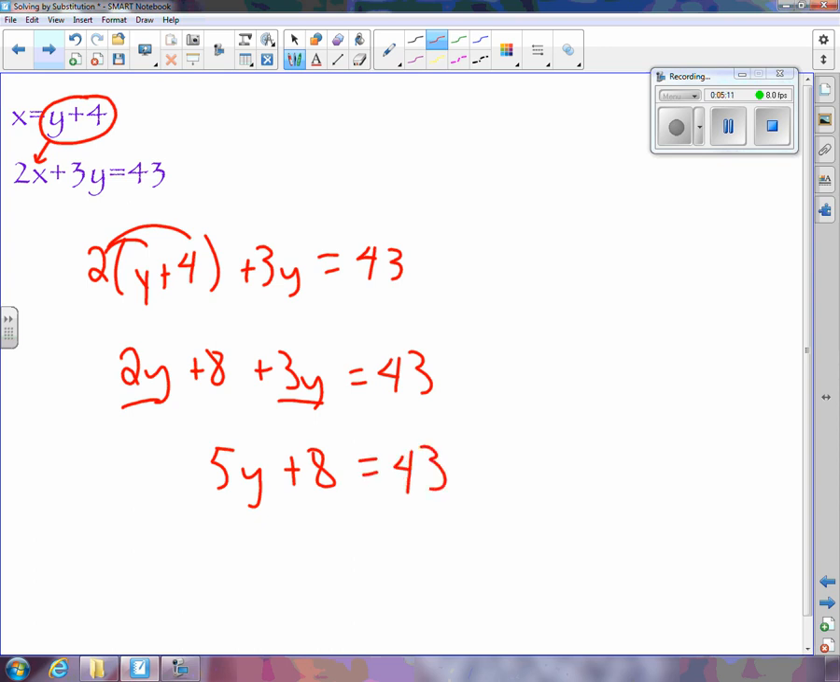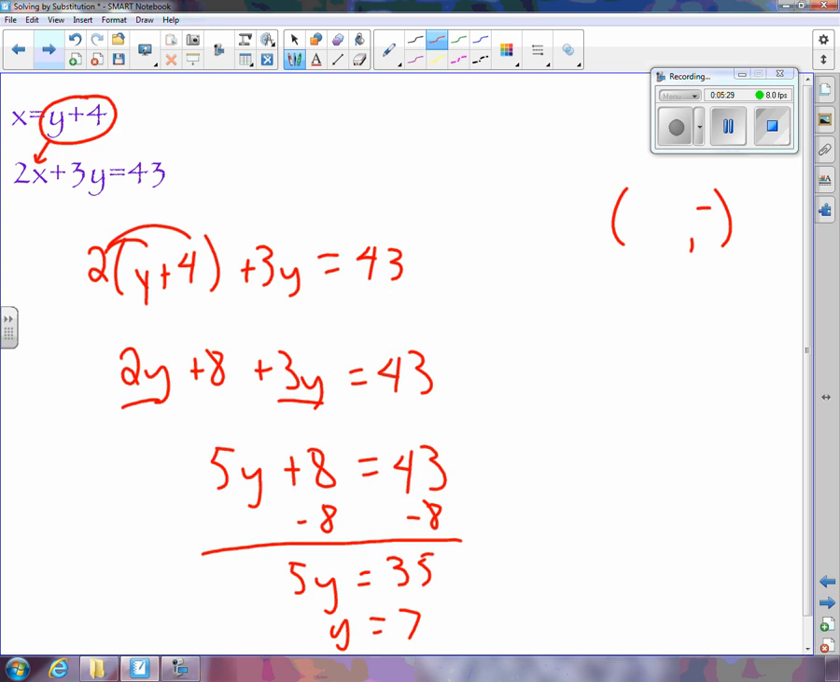Now to isolate the y, or to get the y alone, I'm going to subtract 8 from both sides. I then get 5y equals 35. Divide by 5, and I get y equals 7. So now I know that my y coordinate of that point of intersection is 7. I still need to go back and find the x.